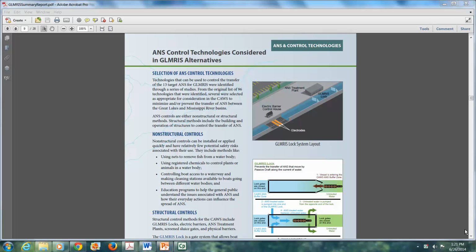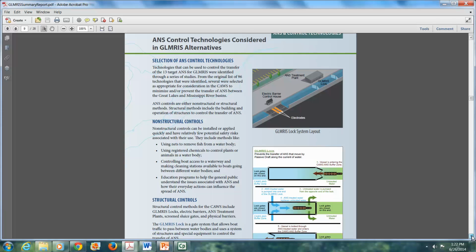You'll notice here that they identify a number of technologies, and they tend to group the measures that are available for managing unacceptable ANS risks into categories of non-structural controls, which you see here. Some examples would be using nets to remove fish from a water body, using registered chemicals to control plants or animals, controlling boat access, education programs, and the like. There are also structural controls.